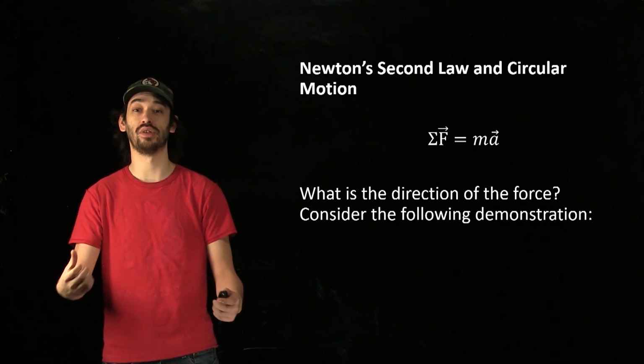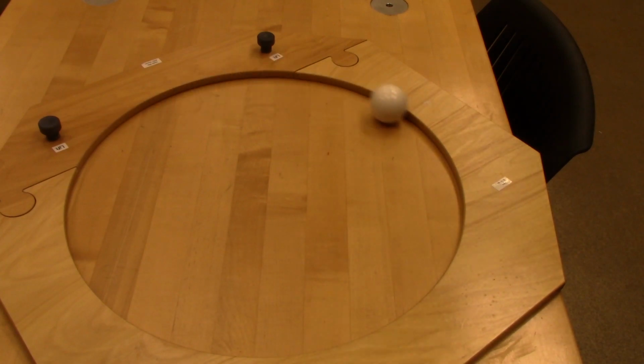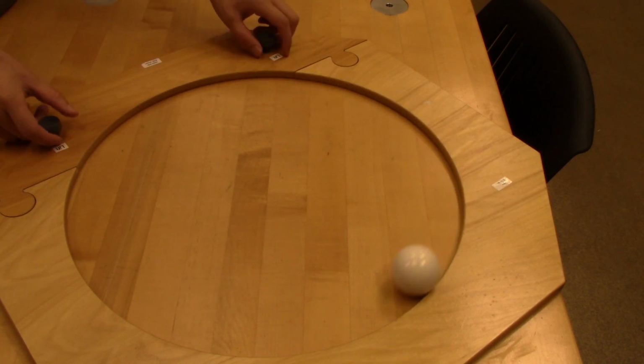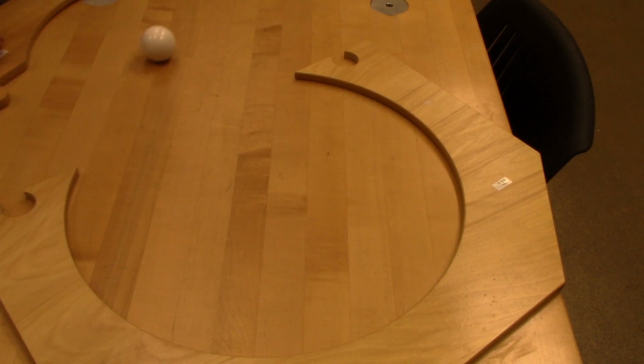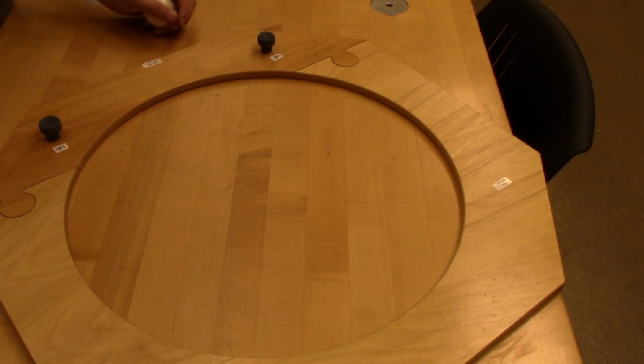So we'll have a demonstration to show exactly how this works. In this example, we see a ball rolling around the inside of a circular wooden track. We notice that in order for it to go around the circle, it has to have some force pointing in towards the center of the circle.